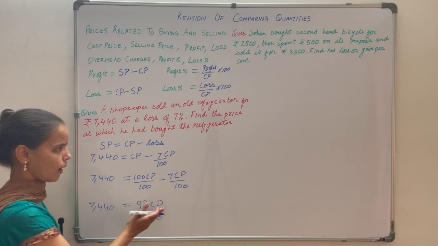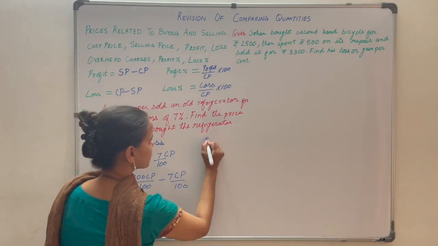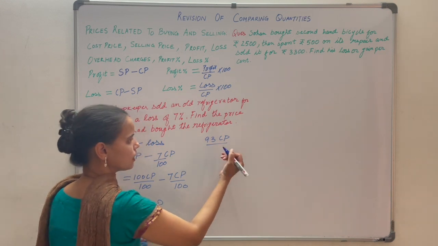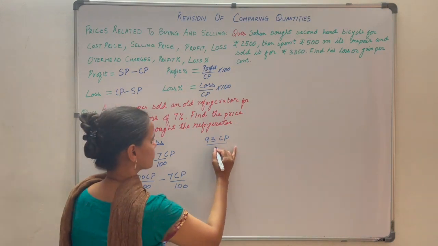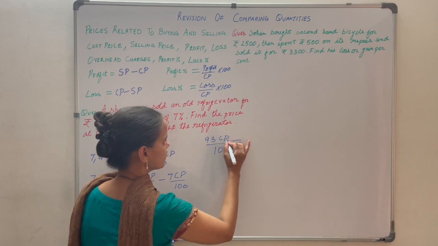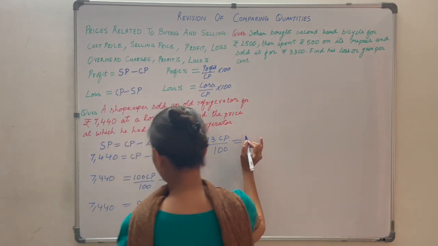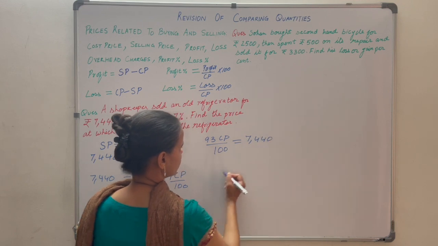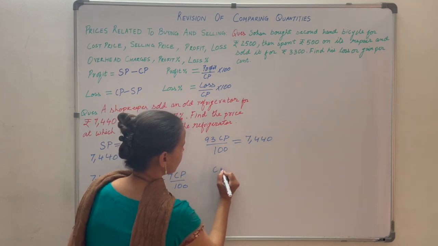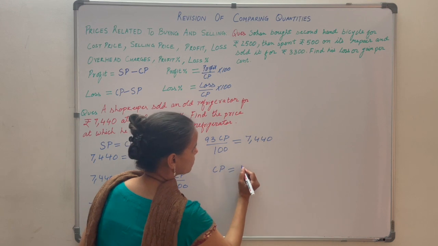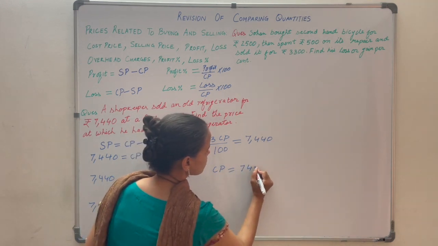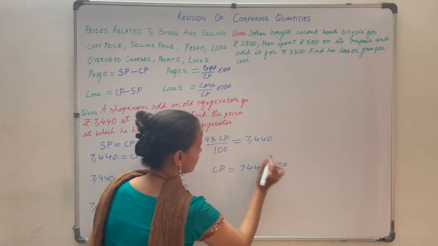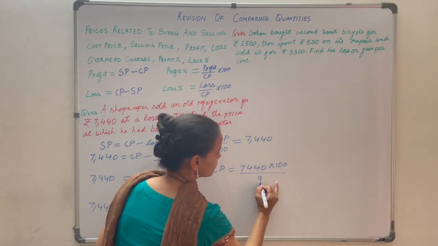Now we will swap left hand side with right hand side and right hand side with left hand side, because we want the variable on the left hand side. So 93 upon 100 into cost price is 7,440. Let us now cross multiply and find out the cost price. So cost price is equals to 7,440 into 100 upon 93.